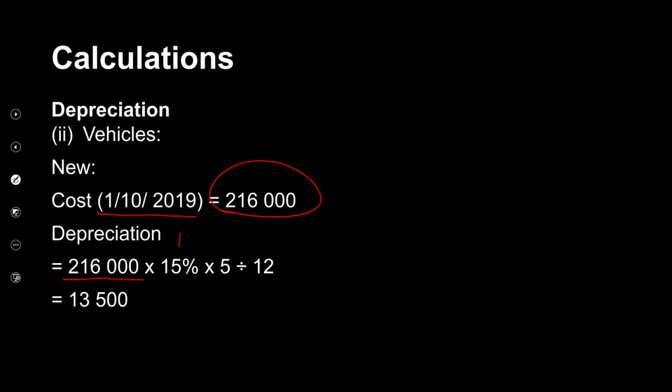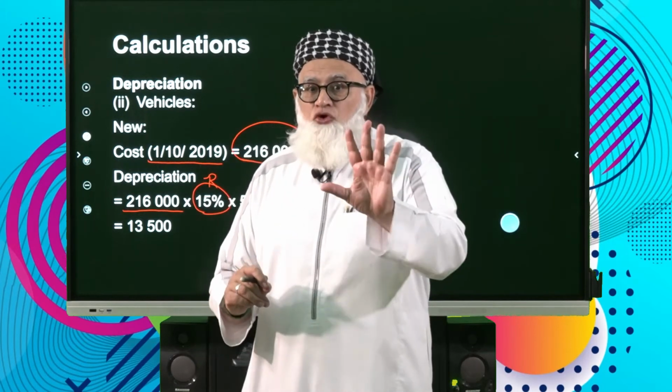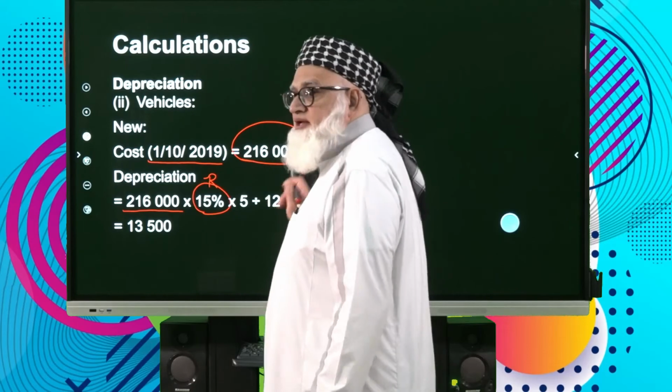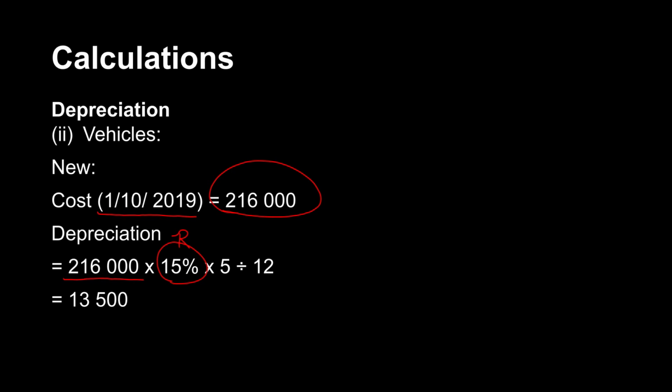Your rate, which is your R component, is 15%. And your time is 5 months because obviously it was bought on the 1st of October. So October, November, December, January, and February gave you 5 months. Therefore, the 5/12. Okay, let's do that calculation. Here we go. So we say 216,000 times the 15%, which is my rate of depreciation, times 5 divided by 12. And there we go. We get a figure of 13,500. 13,500 is my depreciation on my new vehicle.